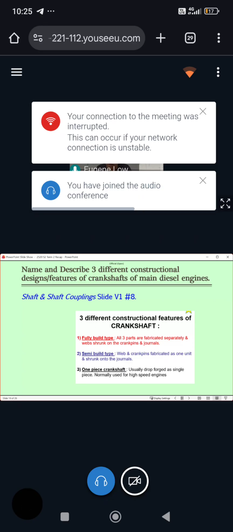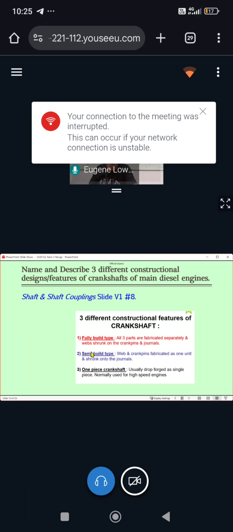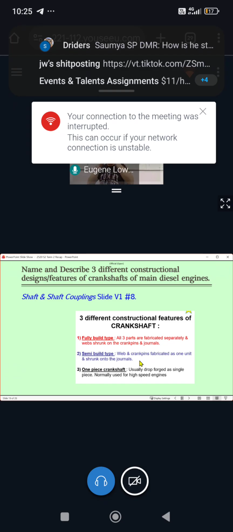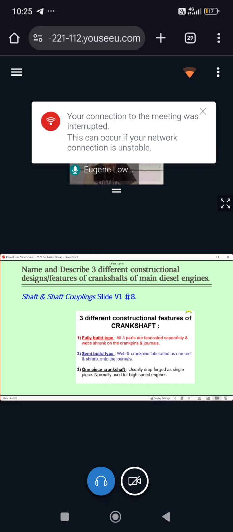Type semi-built. Okay, so we got fully built, we got semi-built. In the semi-built type, the features will be the web and crank pins are fabricated as one unit and shrink fitted or strung onto the journal. Crank pin and the crank web are manufactured out of the same material. So obviously this cannot be a very large engine, right?